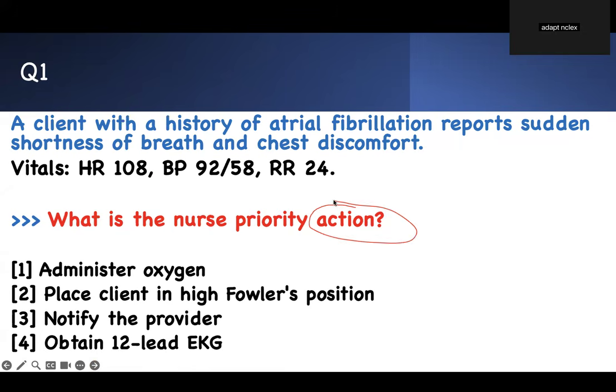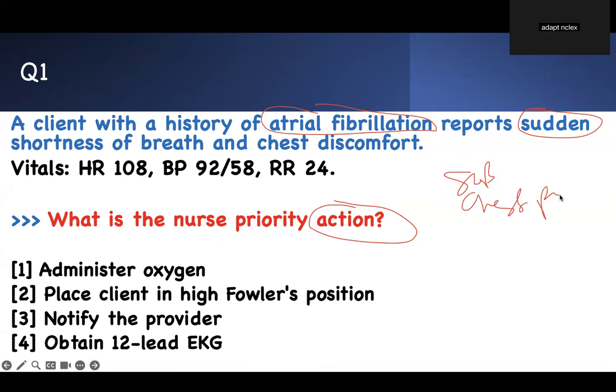It has to be a priority. That means you have one second. The client, what? With a history of Afib, there is a reason why I gave you atrial fibrillation. Report what? Sudden onset. This is a new problem altogether of what? Shortness of breath and chest discomfort, right? And I give you vitals. Heart rate of 108, blood pressure 92/58, and respiratory rate of 24.